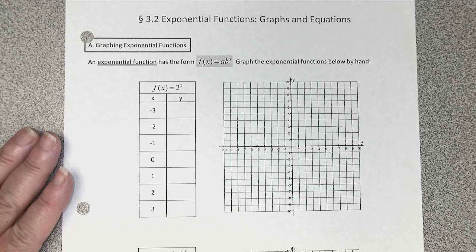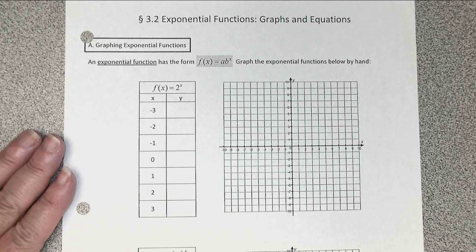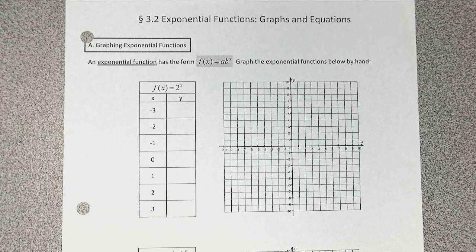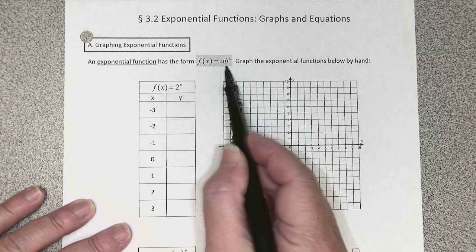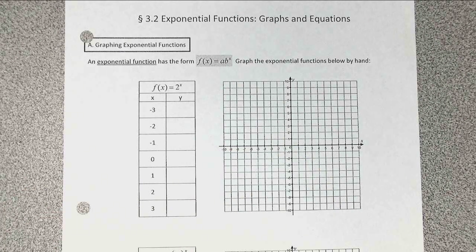This is Math 139, Section 3.2. We're going to begin looking at exponential functions. An exponential function has a particular form, a times b to the x power. Just like linear functions are y equals mx plus b, or quadratic functions are y equals ax squared plus bx plus c, this is just another new form for you: f of x, or y, equals a b to the x.